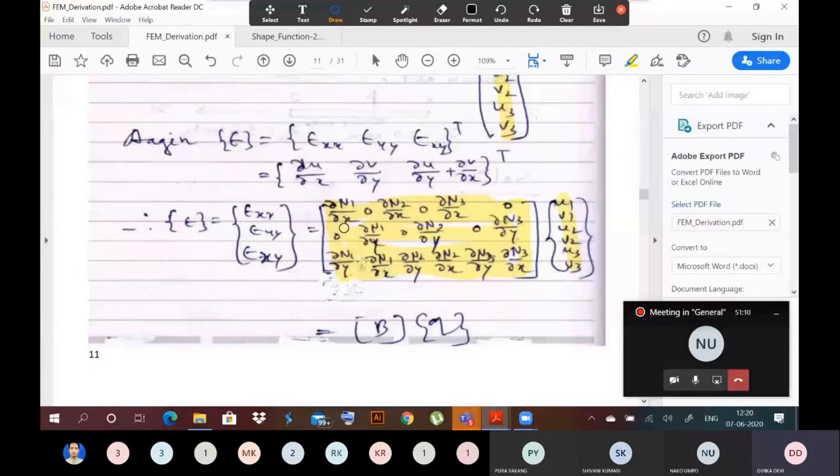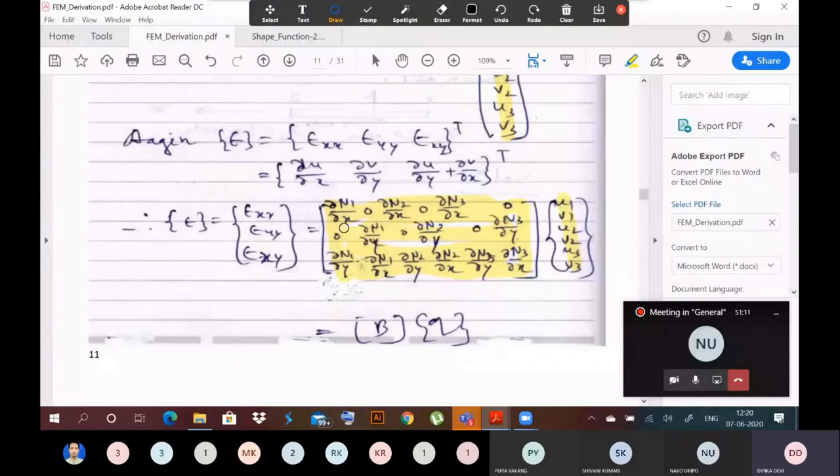Now we'll go to the next topic. So B matrix is done. We have derived B matrix for 2-noded bar element, B matrix for 3-noded bar element, B matrix for beam element, and B matrix for constant strain triangle.